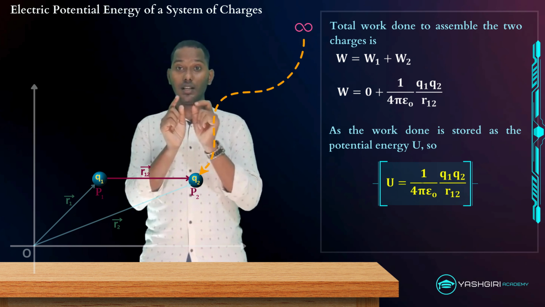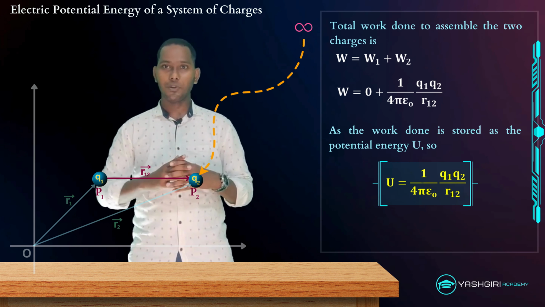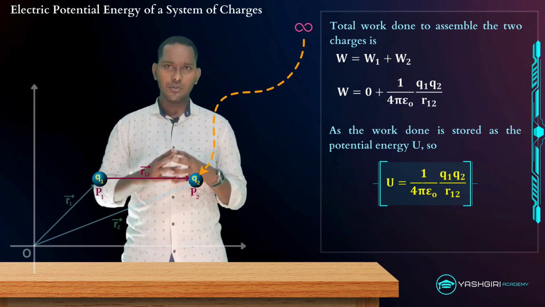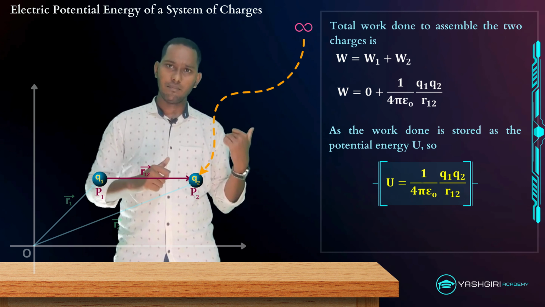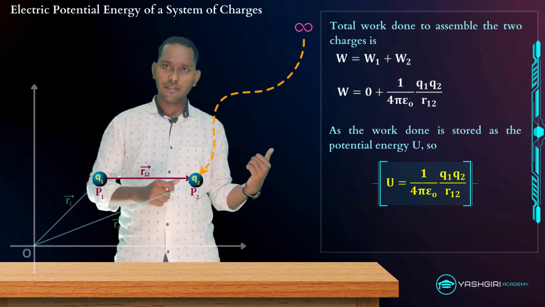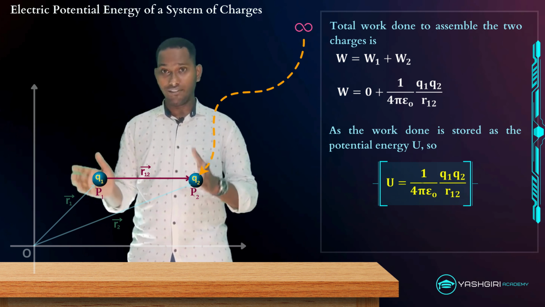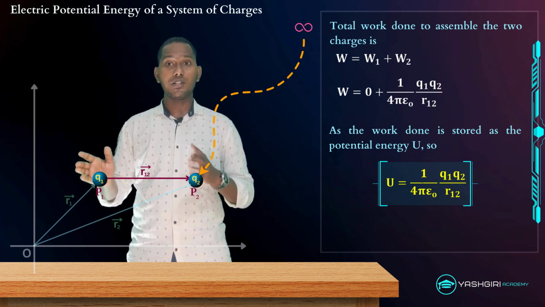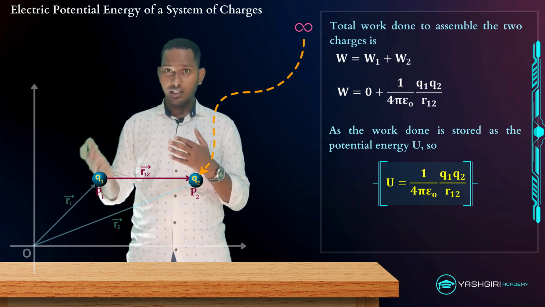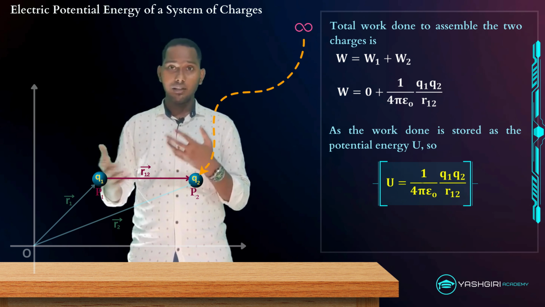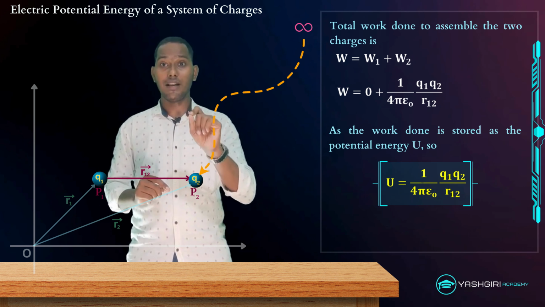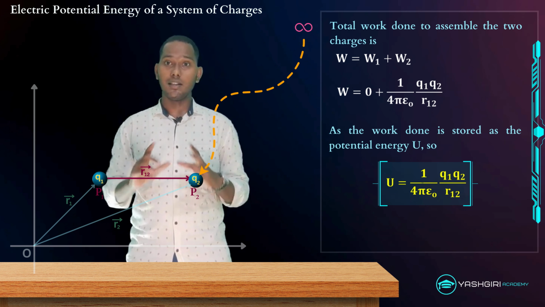Now students, let us bring another third charge, and let us see how the relation looks. But before that, let me make some points here. If you see, the potential energy that we are getting here is positive because we have taken both these point charges to be positive. If one of the charges had been negative, in that case, students, the potential energy would have been negative. So please make a note of it.